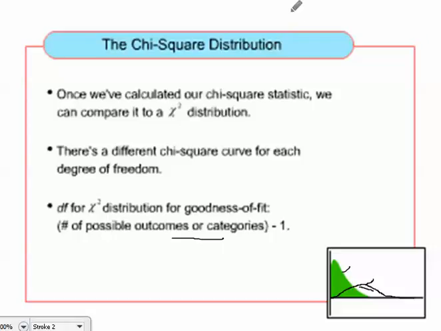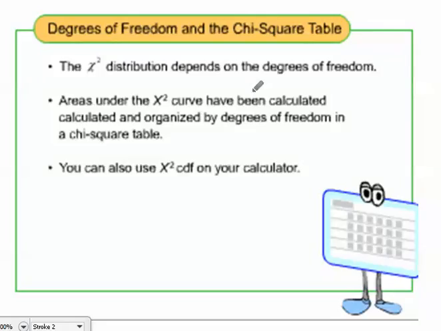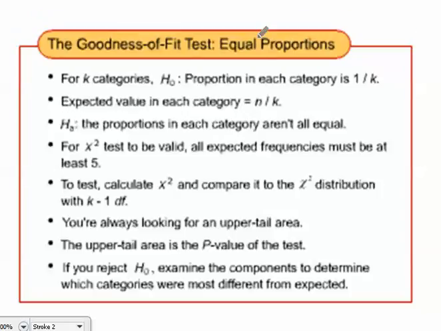Okay, and then we'll calculate that chi-square information. The chi-square distribution depends upon that degree of freedom. Area under the chi-square curve has been calculated and organized by degrees of freedom in a chi-square table here. But you can also use the chi-square CDF on your calculator. Where do you find that? Look under distributions. If you go to distributions, mine was under distribution C, and we'll get to that in just a few minutes. I'm going to start up my calculator right now so it'll be there when we get to it. Okay? So going forward.